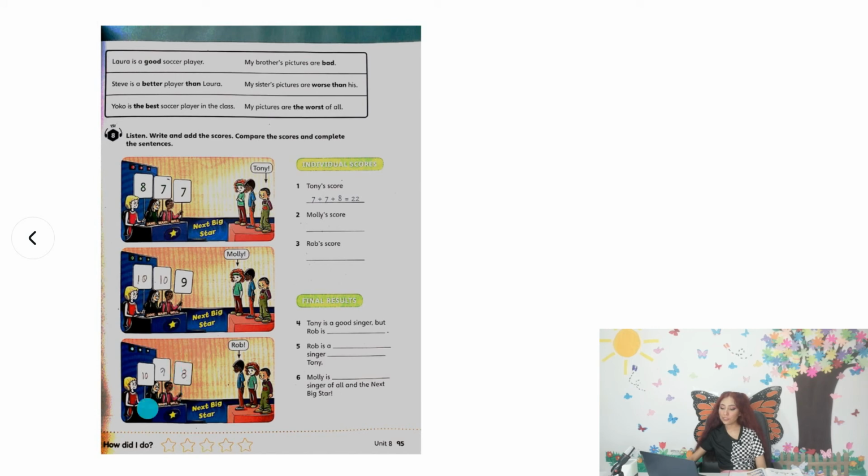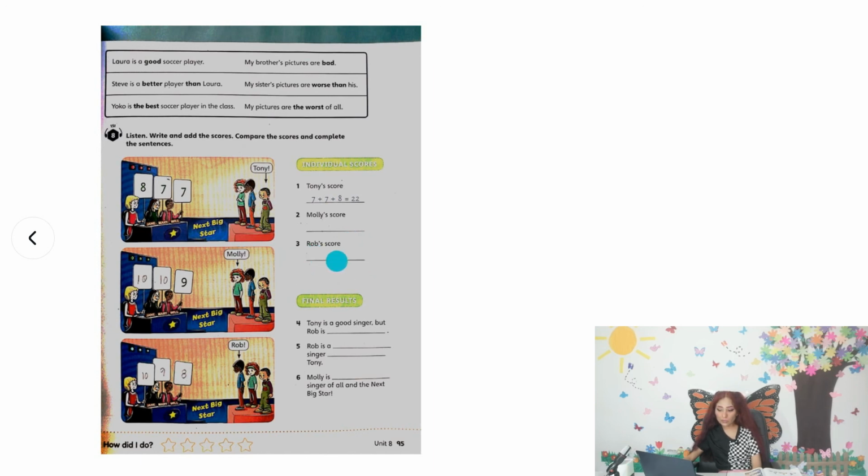Ok, no se confíen de lo que está acá porque no son respuestas correctas, ok? So, individual scores. Ahora, lo que vamos a hacer es that we are going to write in here, and in here, como está en el ejemplo. We just need to add. We are going to do an addition, que es una suma. Ok, for example, we have 7 plus 7 plus 8, que es la calificación que le dieron a Tony, equals 22. Now, we are going to write Molly's score. What do we have in here? 9 plus, equals, y lo que nos dé, okay? It's the same that you are going to do with Rob's score.